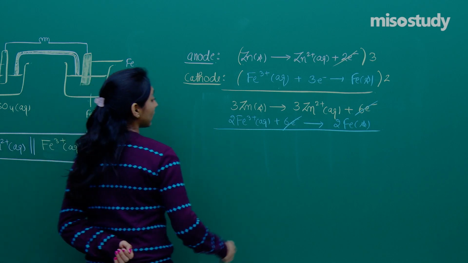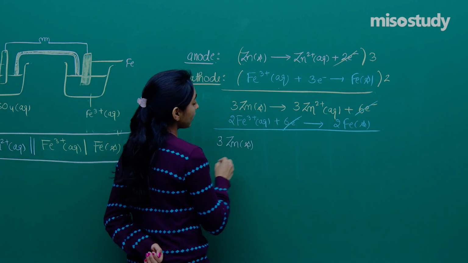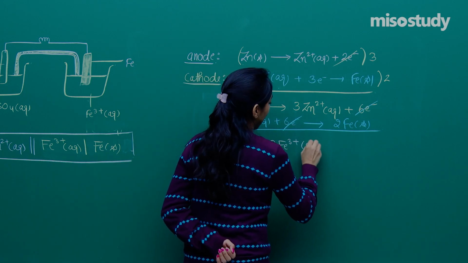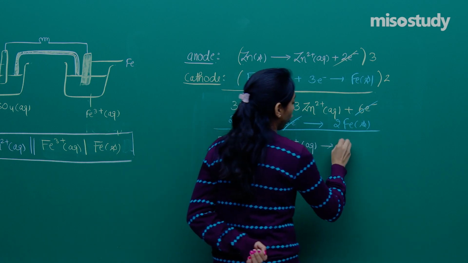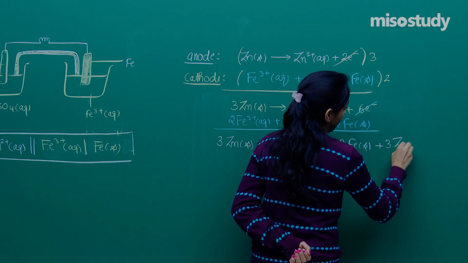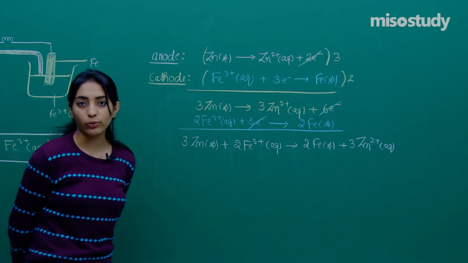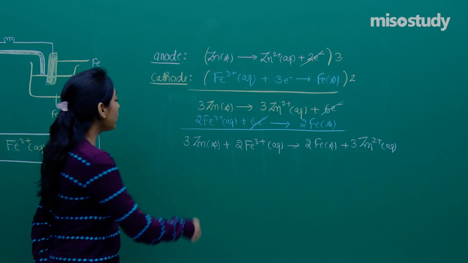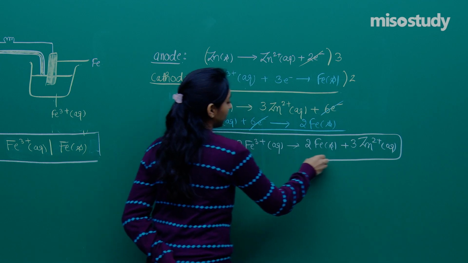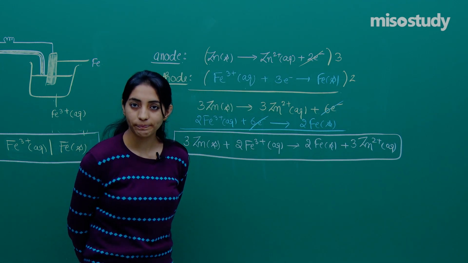So when the electrons get cancelled, the final answer will be 3 Zn in the solid state plus 2 Fe3+ in the aqueous state is going to form 2 iron in the solid state plus 3 Zn2+ in the aqueous state, right? So that is the final overall cell reaction that will be taking place if the cathodic terminal is changed.